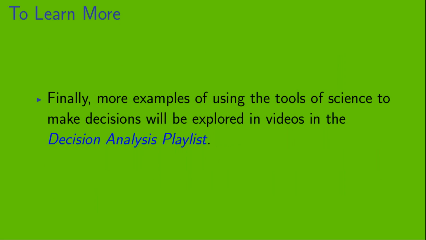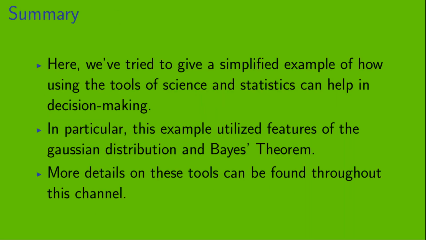And finally, more examples of using the tools of science to make decisions will be explored in videos in the Decision Analysis playlist. Okay, let's summarize. Here we've tried to give a simplified example of how using the tools of science and statistics can help in decision making. In particular, this example utilized features of the Gaussian distribution and Bayes' theorem. More details on these tools can be found throughout this channel.